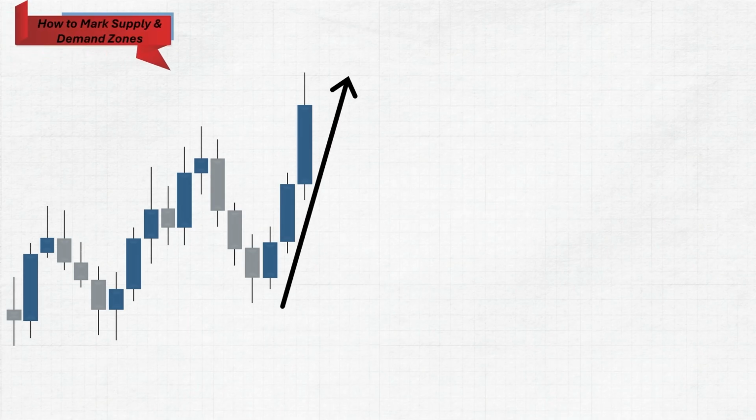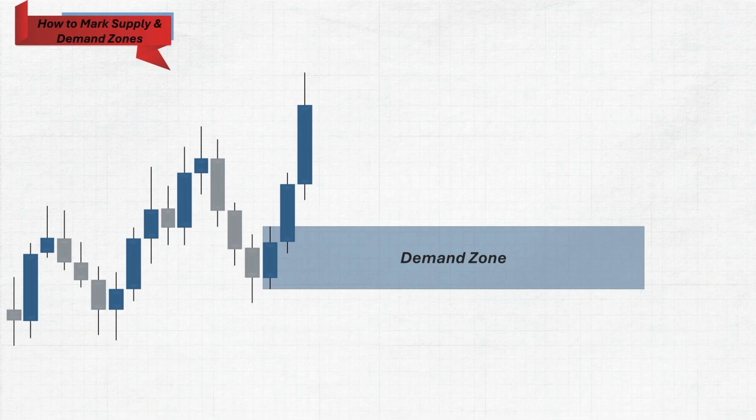Here, this is our latest impulsive move to the upside. This green candle represents the area that created this move, so we mark it as the demand zone because we believe the decisions were made during this candle. When price returns to this area, we expect a rejection somewhere inside this zone.